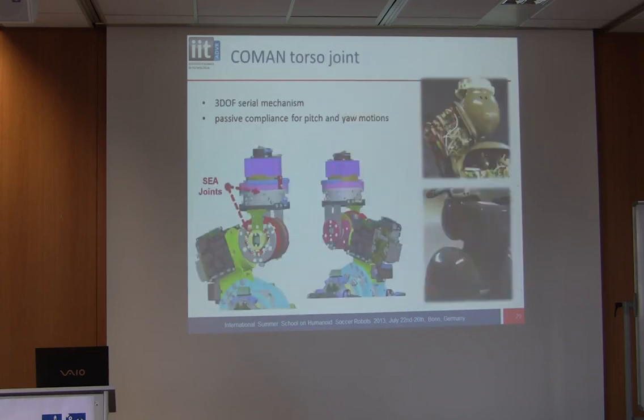Moving up to the waist, the upper body, here you can see the implementation of the waist, with the series elasticity on the pitch joint on the left, and also the top joint, the yaw joint, that rotates the upper body, using the same module with the series elastic body. While the third degree of freedom in the role of the upper body is actually a stiff one.